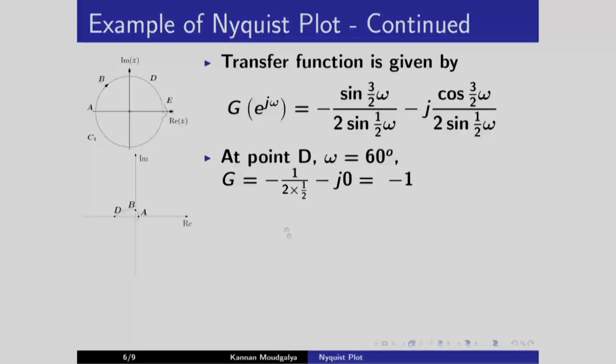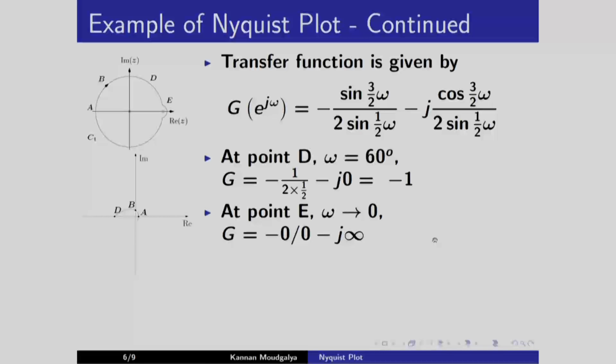Now let me do this for E. At the point E, omega goes to 0. So let us substitute omega equals 0 here. I get sine of 0 divided by sine of 0, so I get 0 by 0 form. Cos of 0 is 1, 1 by 0 is infinity. So I write this as minus j times infinity. So I have to resolve this 0 by 0.